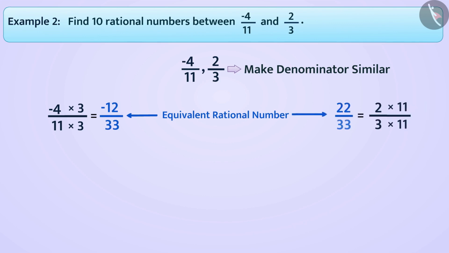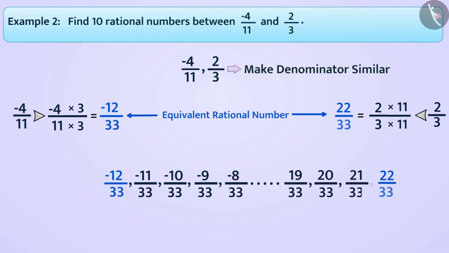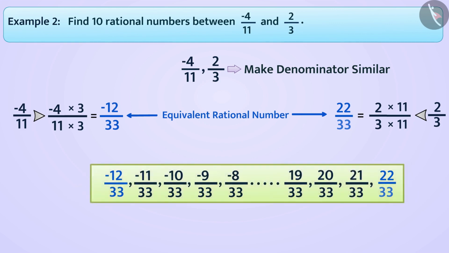Now we can say that the rational numbers between -4 by 11, which means -12 by 33, and 2 by 3, which means 22 by 33, are -11 by 33, -10 by 33, -9 by 33, -8 by 33, and so on, 19 by 33, 20 by 33, 21 by 33. Take any 10 rational numbers among these and answer the question.